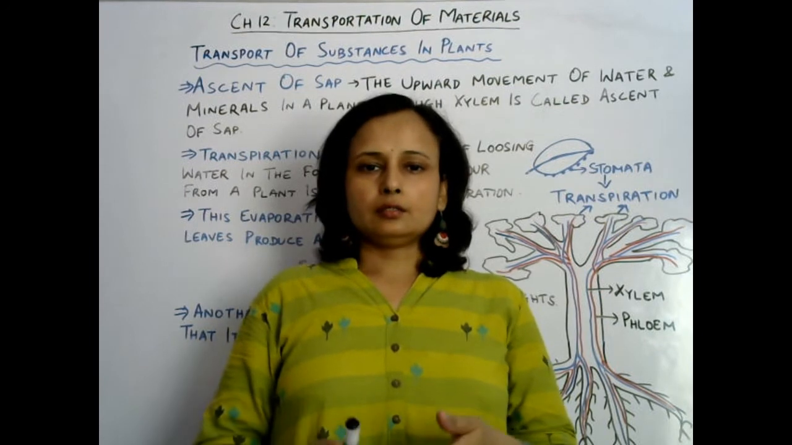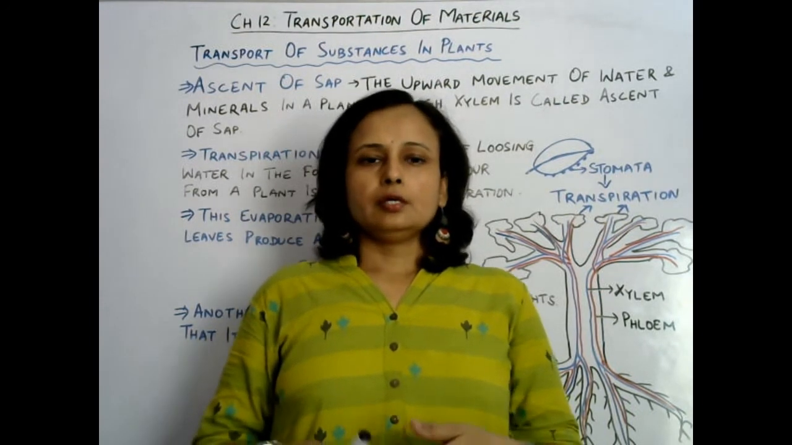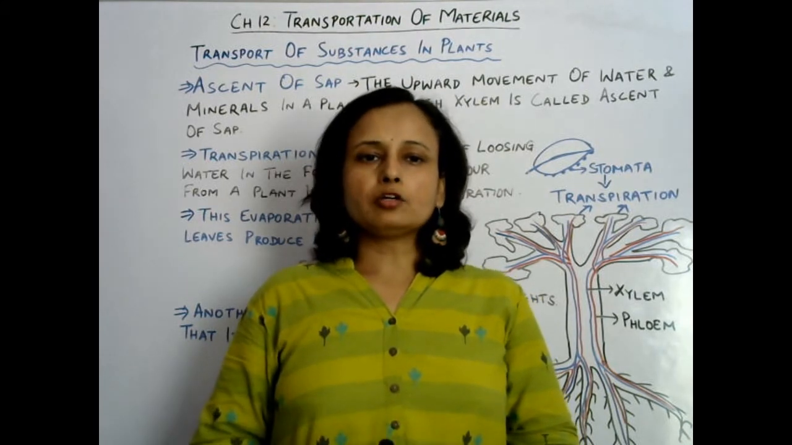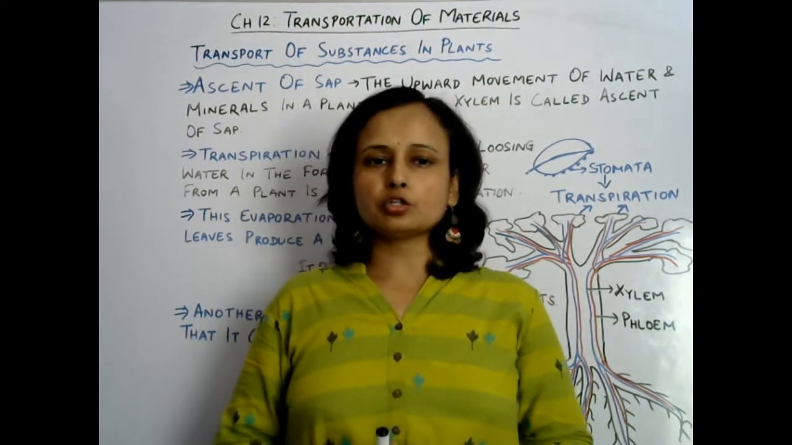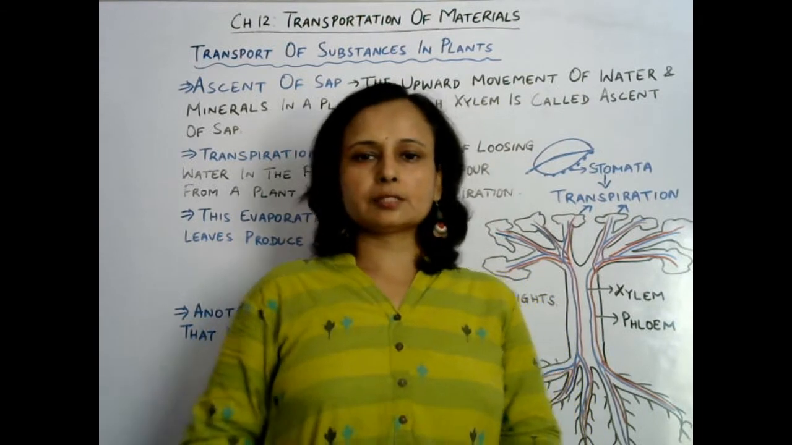So the upward movement of that water and minerals from root towards the rest of the part of the plant is called ascent of sap. How does it happen? How does ascent of sap take place?